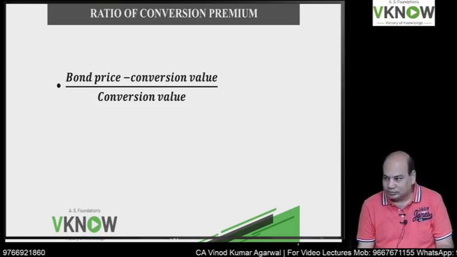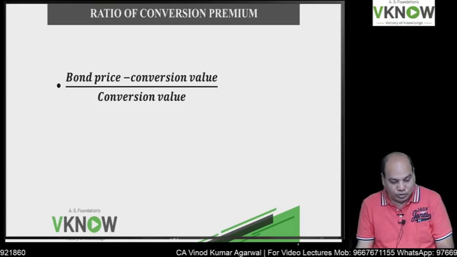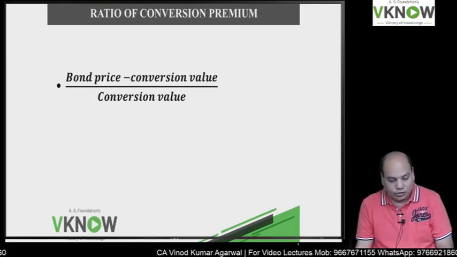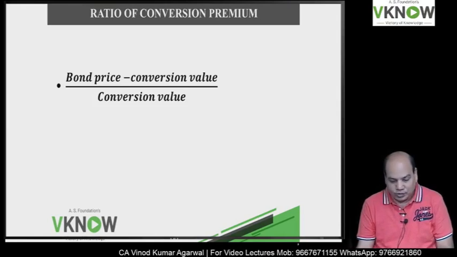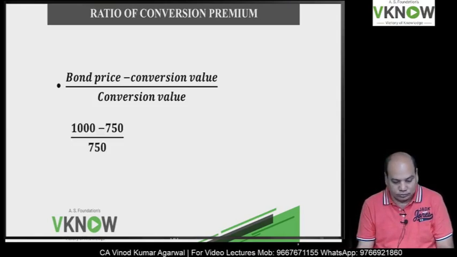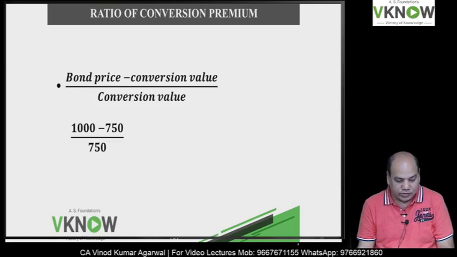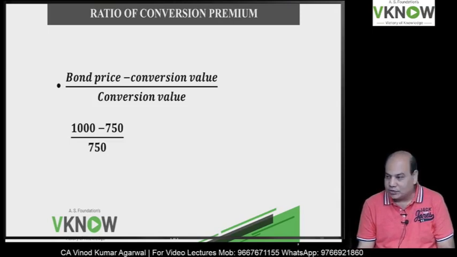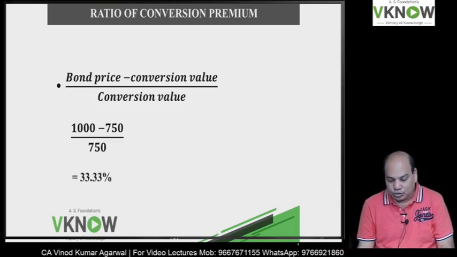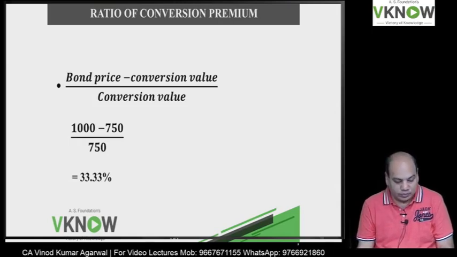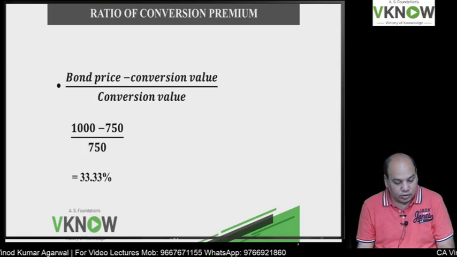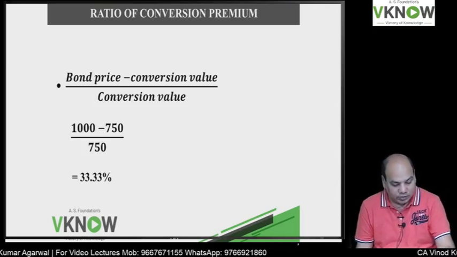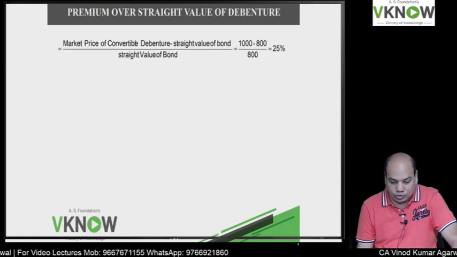Try. Give me the answer before I show you the presentation. First you will try. This is revision batch. You already know this answer. You have done in class also. So 1000 minus 750 divided by 750 into 100. So that is 33.33%. 33.33% is right. Jan is right. Sidana is right. One more.